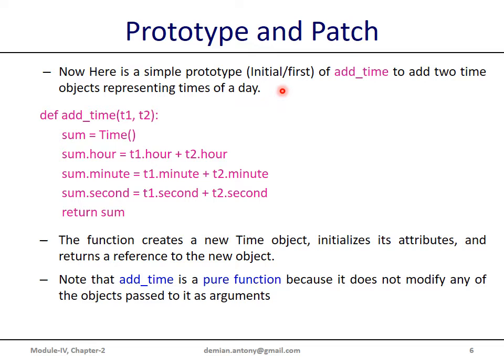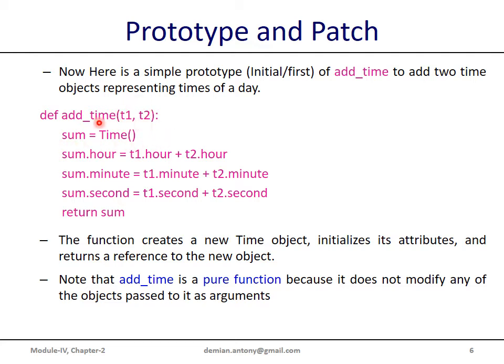Now we define a simple prototype function to add two time objects. The time object represents time of day. Let us say we have two objects representing two different times in a day. How do we add them? We have a very basic prototype which adds two time objects. The function definition goes like this: add_time is the function name to add two time objects. These are the parameters t1 and t2, time objects.